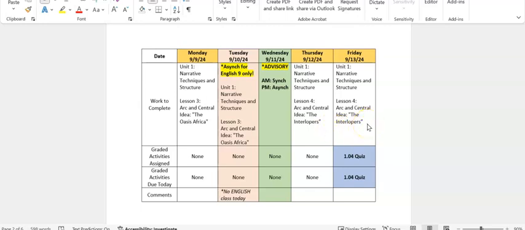And Friday the 13th, we'll be working in Unit 1. We'll finish Unit 1, Lesson 4, and we'll take the 1.04 quiz. The 1.04 quiz will be due on Friday, September 13th.